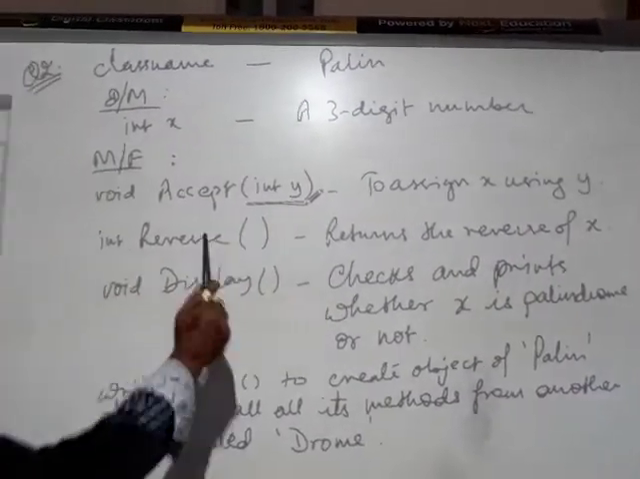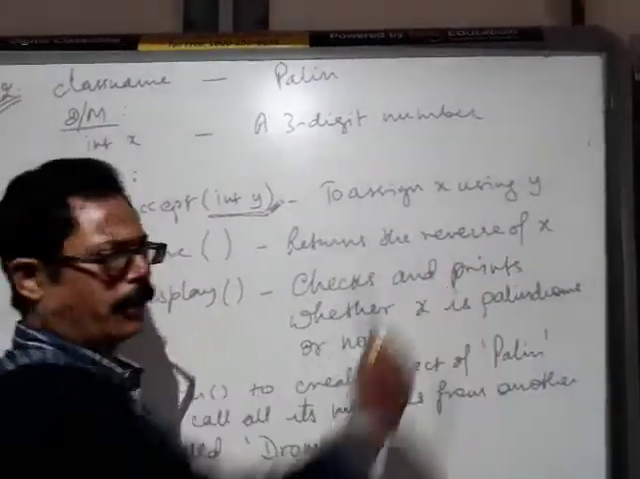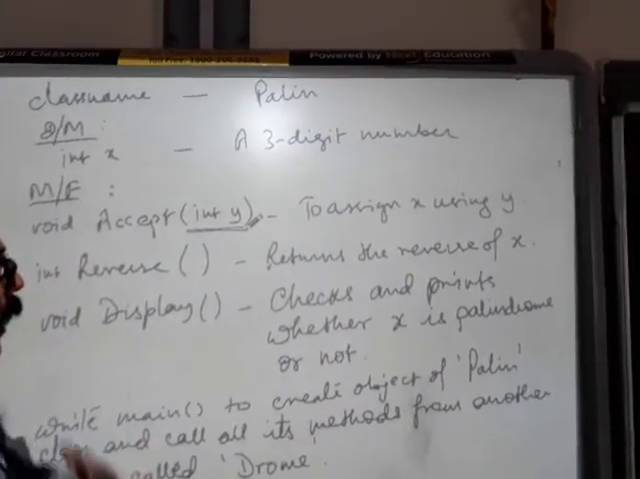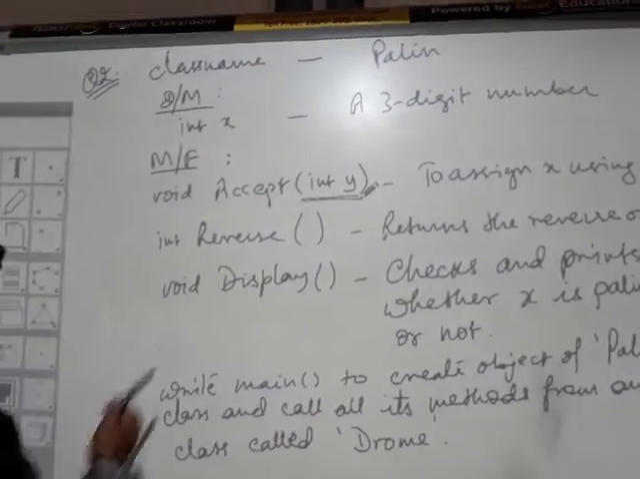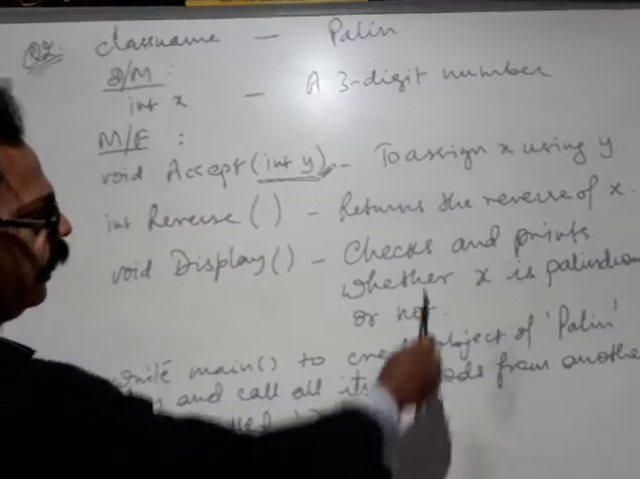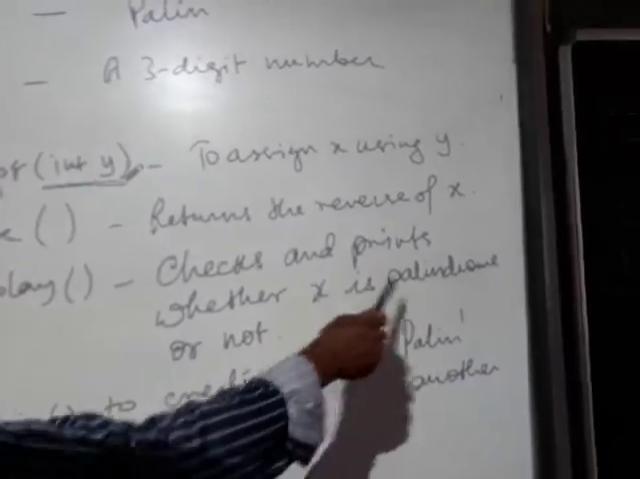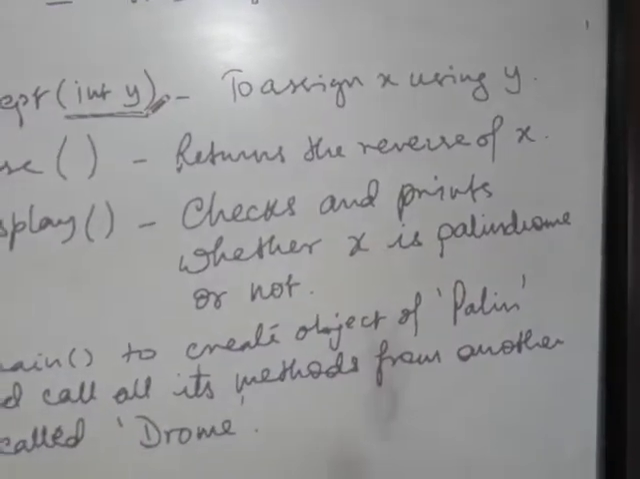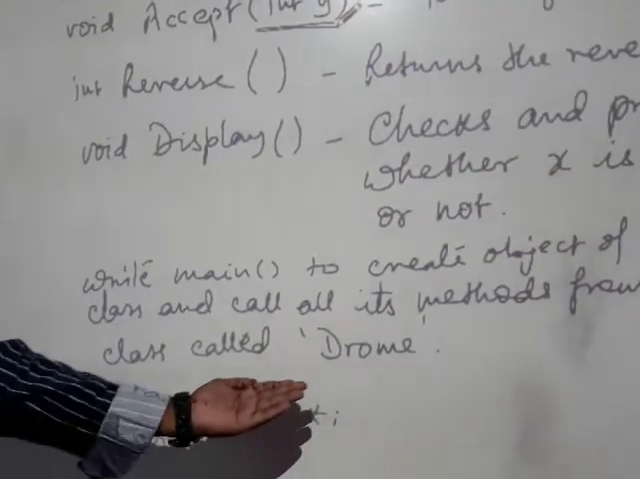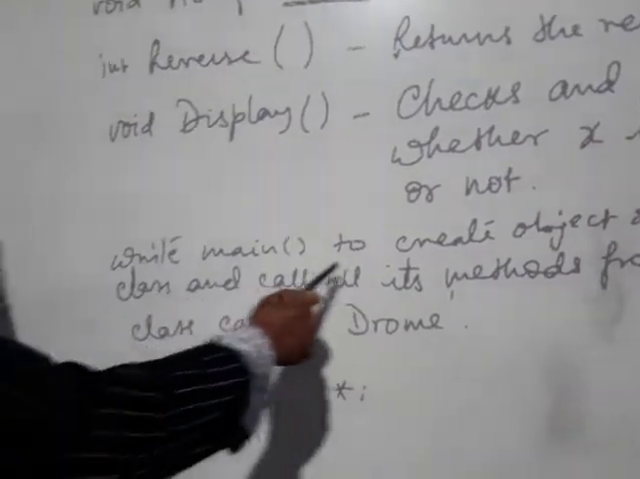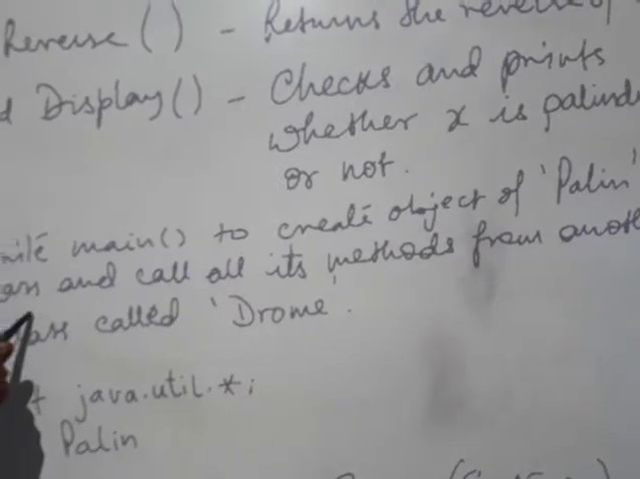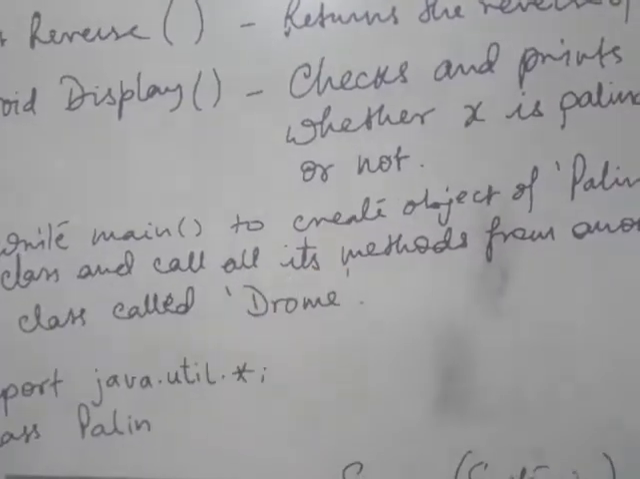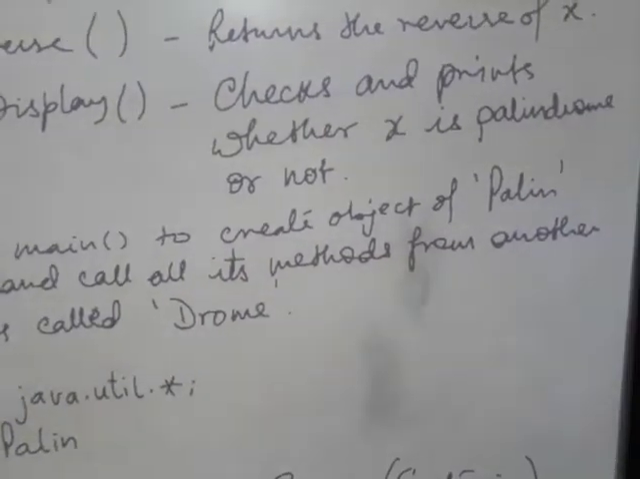Then int reverse, it returns the reverse of x. Whatever number we take, it will return the reverse. Void display checks and prints whether x is a palindrome or not. In addition to that, I have written another one here, that is, write a main method to create an object of the palin class and call all its methods from another class called drome.